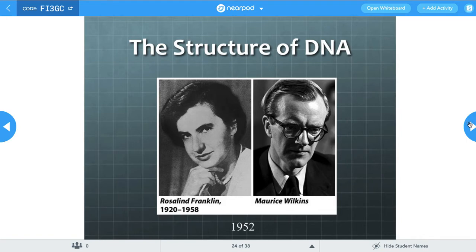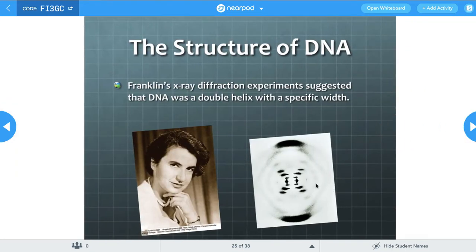From here, they were looking at the structure of the double helix and trying to figure out what specifically was occurring and how the shape of the double helix worked. They took Rosalind Franklin's picture, this picture here to the right, from her X-ray diffraction experiments, and suggested that the DNA was a double helix with a specific width, which gave them everything they needed to know because they understood Chargaff's base pairing rules.